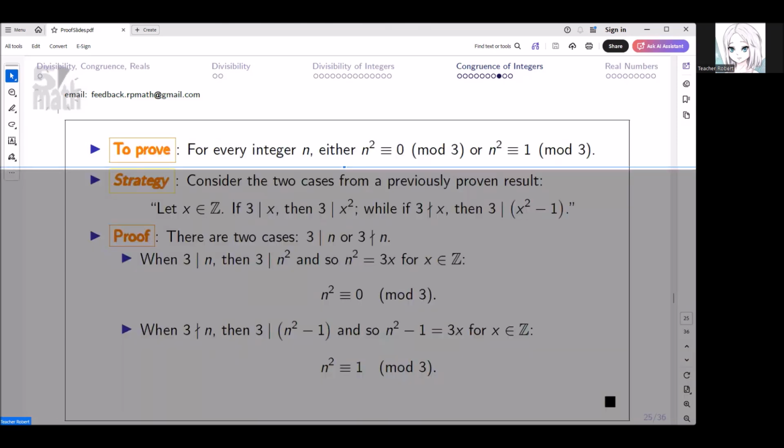The proof. For every integer n, either n squared is congruent to 0 mod 3 or n squared is congruent to 1 mod 3.